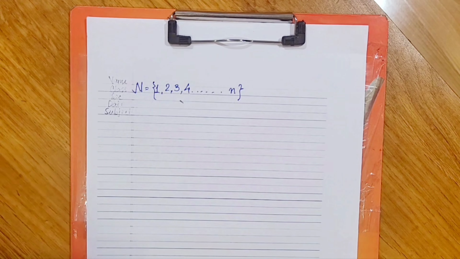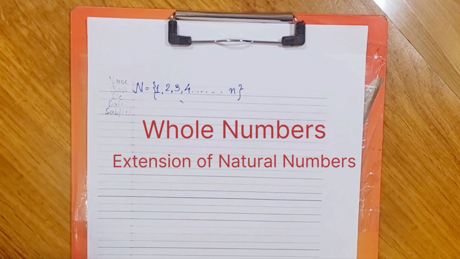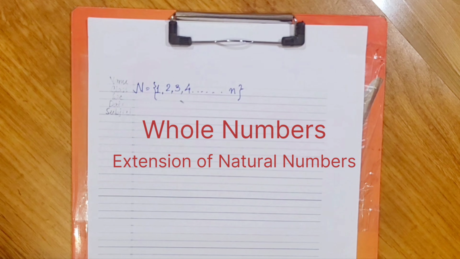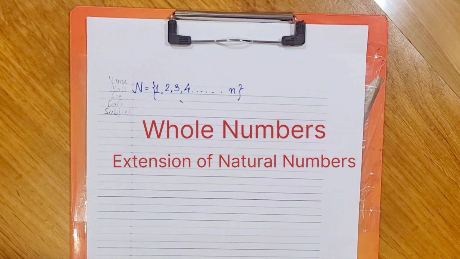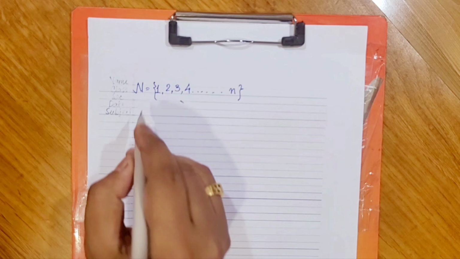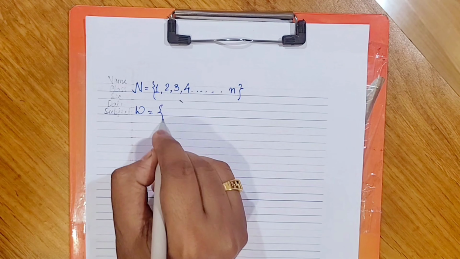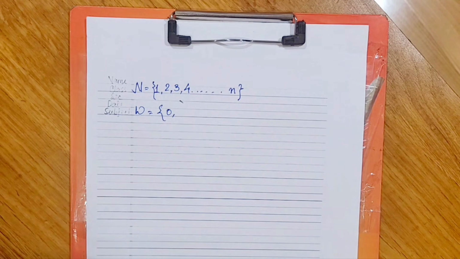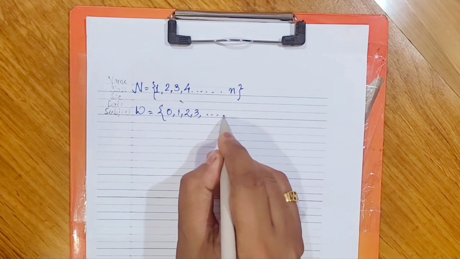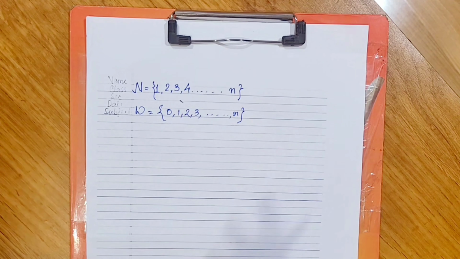What are whole numbers? Whole numbers are natural numbers plus something more. Whole numbers give you an idea of a situation where the thing you are looking for does not exist. That means you do not see it. It is not there. 0 represents the absence of an element. So 0, 1, 2, 3, up to n. This is your whole number set.